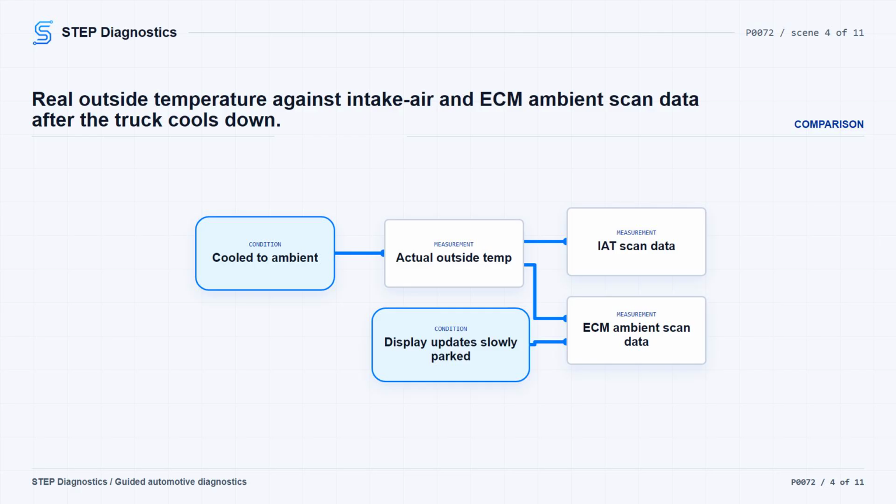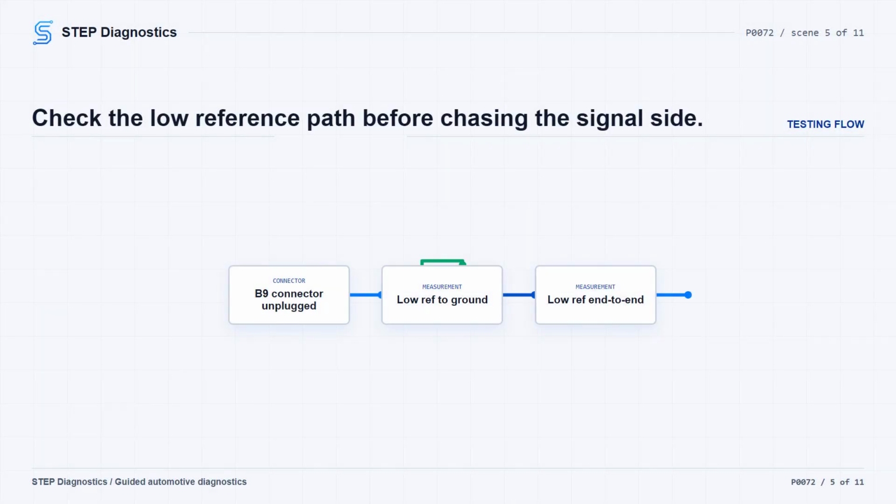One caution here: the displayed temperature is filtered and updates periodically while driving. It rarely changes much while parked, and when available, the ECM ambient air temperature calculation reset can help the display update faster. For the circuit test, turn the ignition and vehicle systems off. Then disconnect the B9 ambient air temperature sensor connector. Before you trust a ground or low reference continuity check, remember that it may take up to 2 minutes for all vehicle systems to power down.